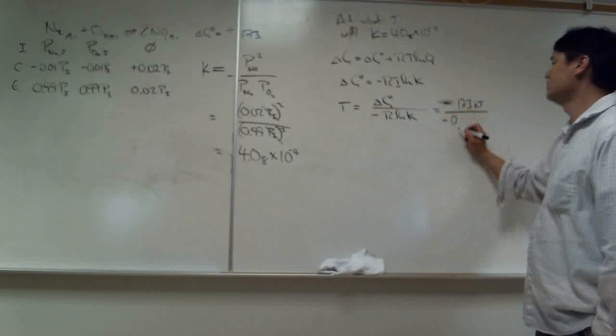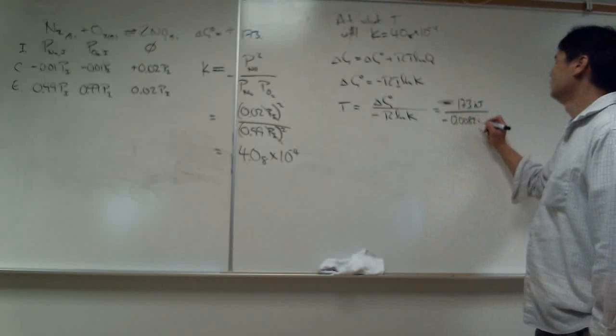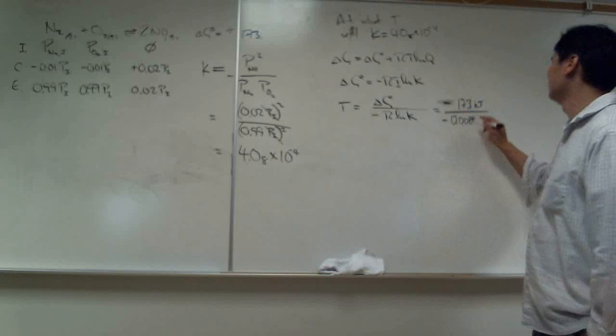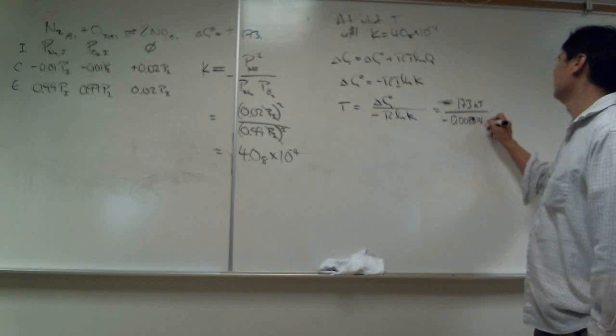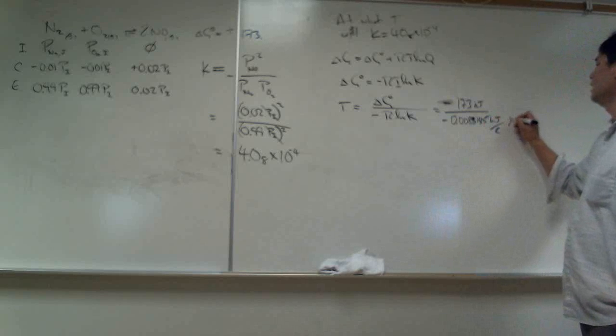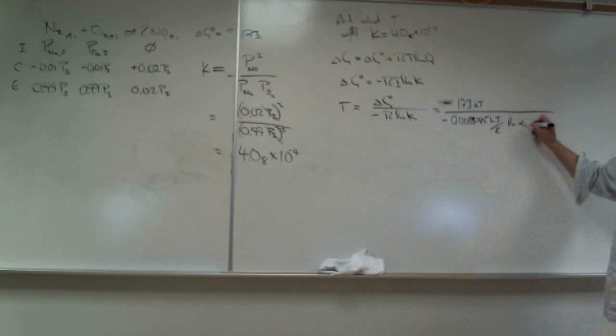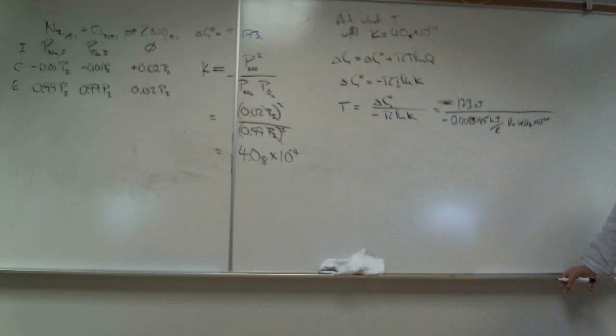I could just convert it into kilojoules, so R would be 0.0083145 kilojoules per Kelvin, times ln K. Well, I know the K value that I want. The K value is 4.08 times 10 to the minus 4. And then I solve for the temperature.